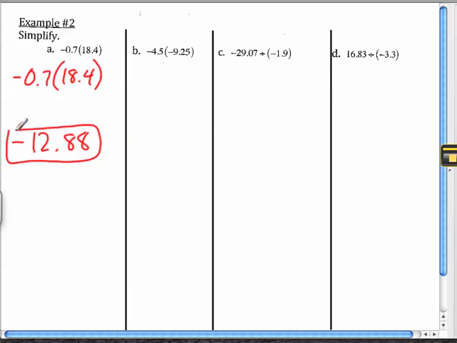Excellent job. Hey, gentlemen, remember, if I multiply by a number less than 1, then my answer is going to get smaller, right? Because I'm multiplying by less than 1. That's something to think about.